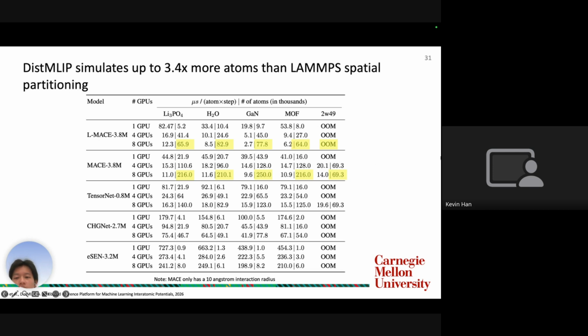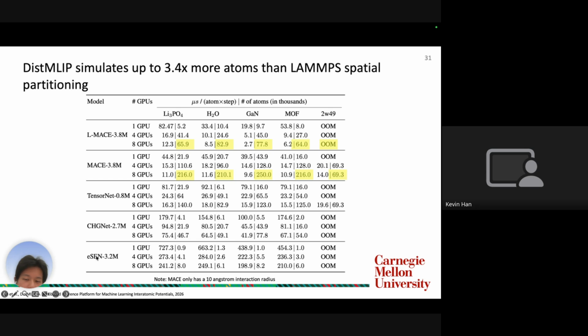One thing to note is that MACE only has a 10 angstrom interaction radius by design. If we were to consider a model like ChargeNet, which has a 45 angstrom interaction radius, the difference between LAMMPS spatial partitioning with ChargeNet versus a DistMLIP version of ChargeNet, we would expect that gap to be significantly larger than just 3x. We just didn't perform those baselines because there does not exist LAMMPS support for ChargeNet. So at the time of the paper, we only had LAMMPS support for MACE.